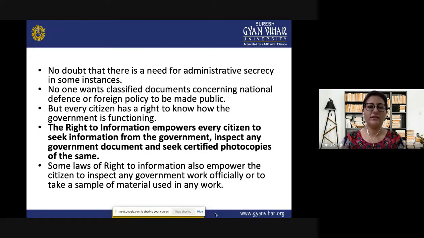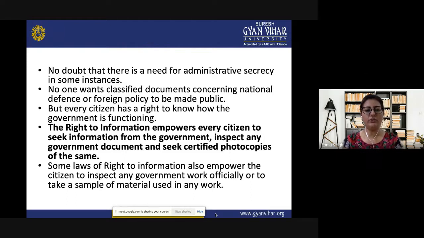No doubt there is a need for administrative secrecy in some instances, and no one will be able to disclose the classified documents which are concerned with national defense or foreign policy or decisions. So it cannot be made public as it is. But every citizen has a right to know how the government is functioning.